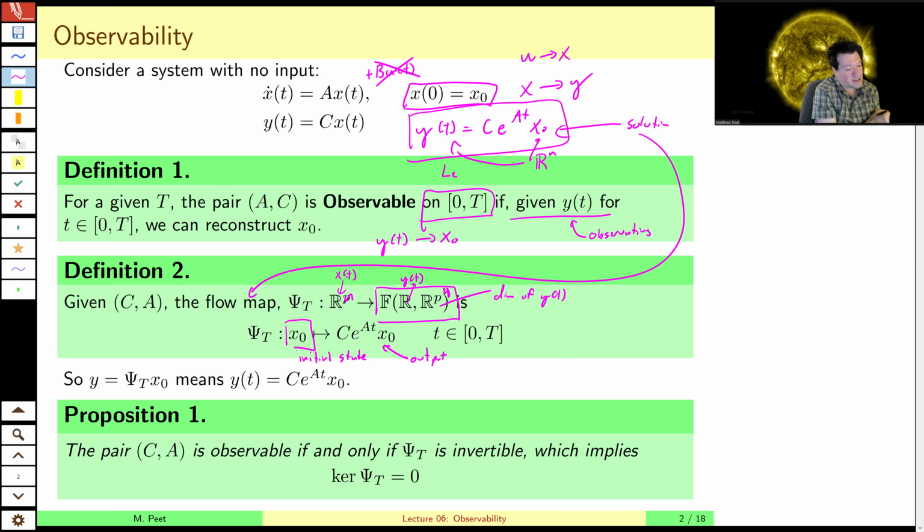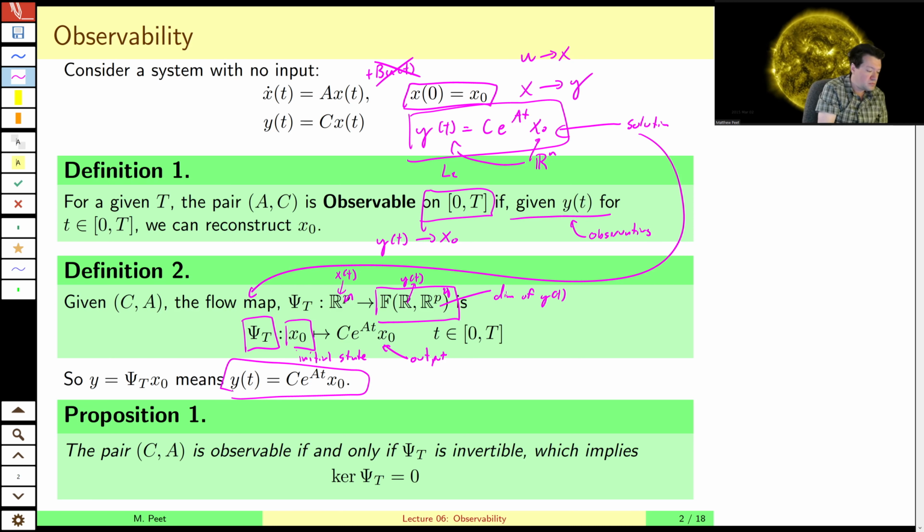So that's just a convenient bookkeeping way, with this psi sub t, of saying the initial condition gets mapped to this output y of t. So it's mostly just bookkeeping, so don't get too alarmed about it. Right, so that's what it means.